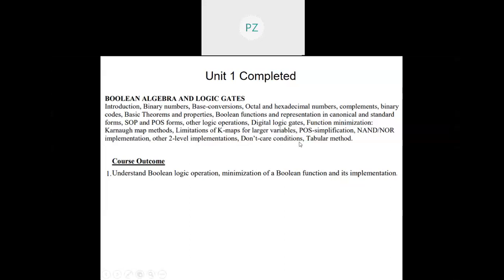Don't care conditions. We have taken a beautiful example of BCD to 7 segment decoder to emphasize our point that what exactly do we mean by don't care conditions and how do we take it into account. And then the tabulation method or the tabular method that we have seen today in detail, Quine-McCluskey method. And we have seen that this is enough not just for sum of product, it can do product of sum, it can do don't care conditions also. The course outcome corresponding to this unit 1 is to understand Boolean logic operation, minimization of a Boolean function and its implementation. So that takes us to the end of unit 1.